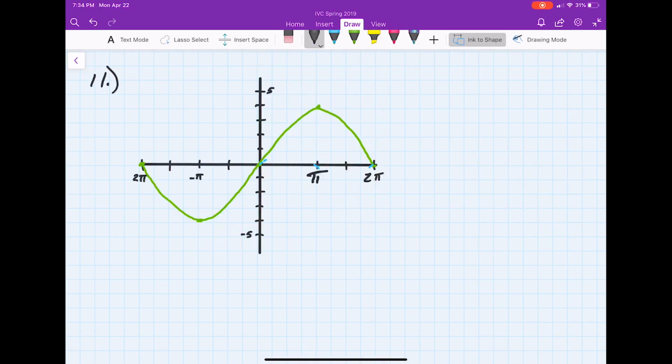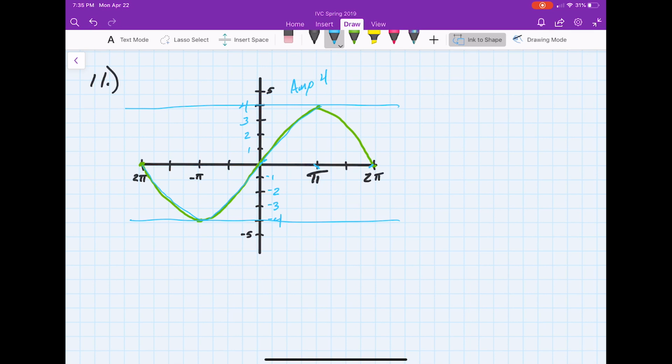So for 11, 12, and 13, we need to find the equation for the graph here. The first thing that we see is our graph is going all the way up to 4, and it goes all the way down to negative 4. So you can see our graph goes in between these. So our amplitude is 4. It goes up 4 and it goes down 4 from the center.